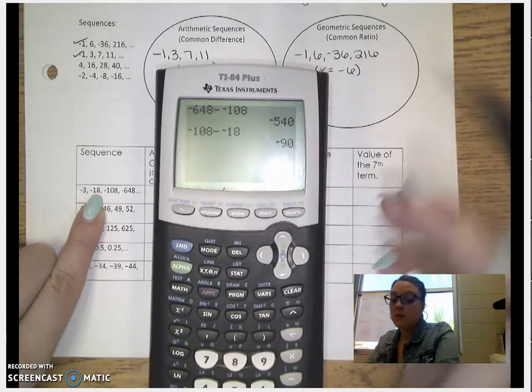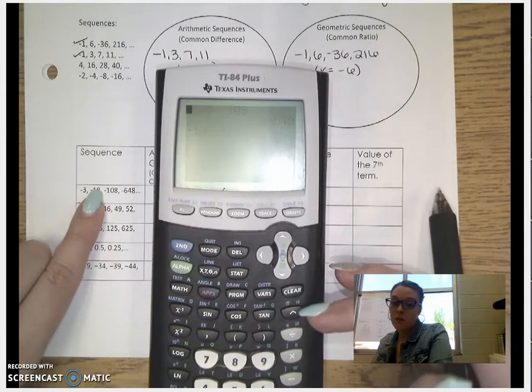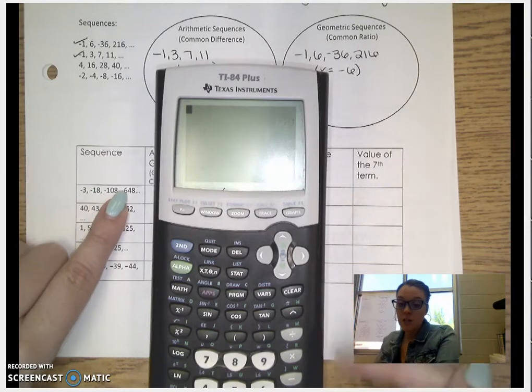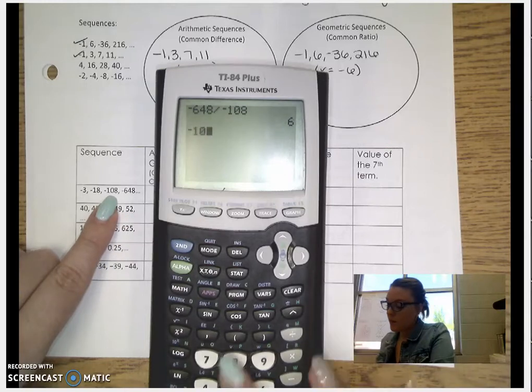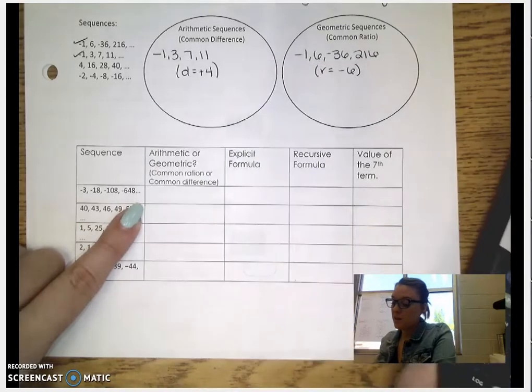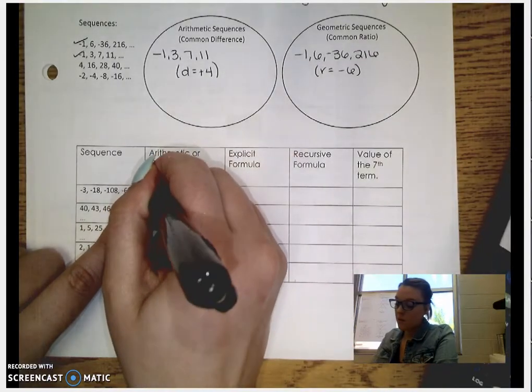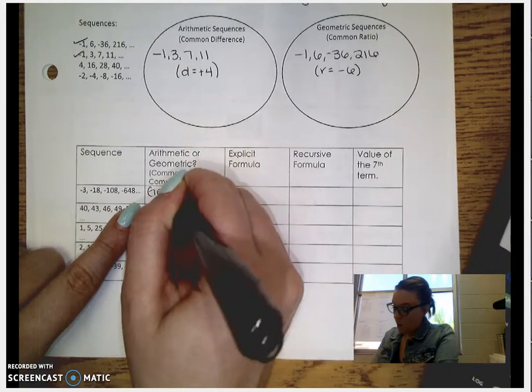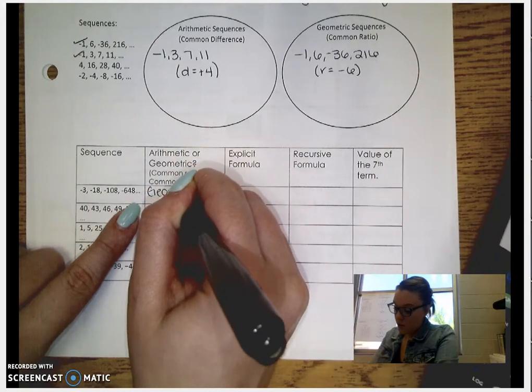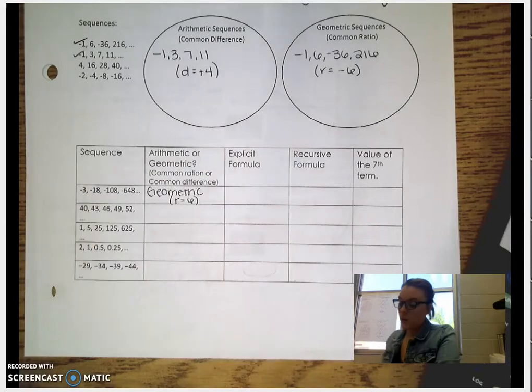Those are not the same number, so that means I do not have a common difference. Now I have to check to see if I have a common ratio. Negative 648 divided by negative 108 is 6. Negative 108 divided by negative 18 is 6. So I have a geometric sequence where my common ratio equals 6.